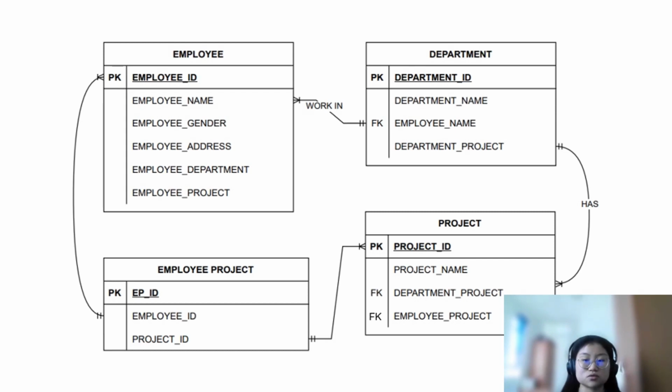From the business rules, we also know that the relationship of department and project is one-to-many. So we can see from here, one department has many projects, but each project belongs to one department. That's all for this sample business rules and sample ERD, and this is the end of our topic. Thank you.